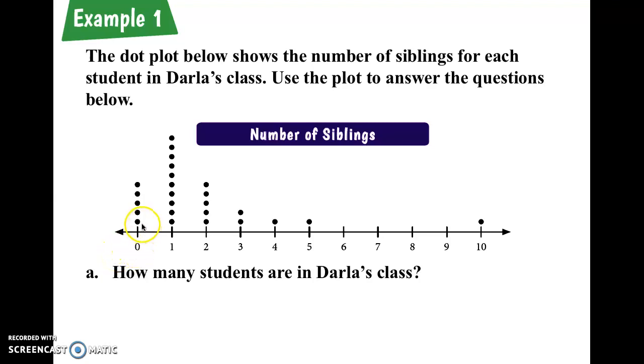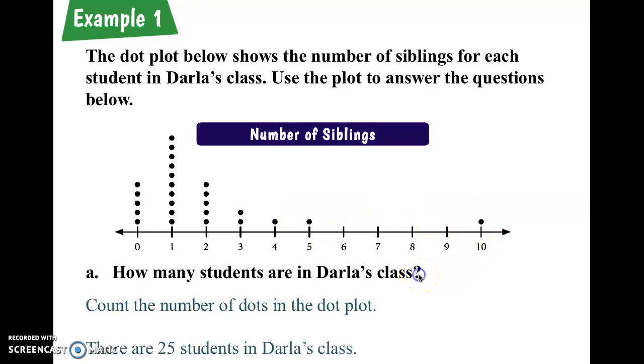So if you count the dots, you will see we have 1, 2, 3, 4, 5, 6, 7, 8, 9, 10, 11, 12, 13, 14, 15, 16, 17, 18, 19, 20, 21, 22, 23, 24, 25 dots. Therefore, we have 25 students in Darla's class.